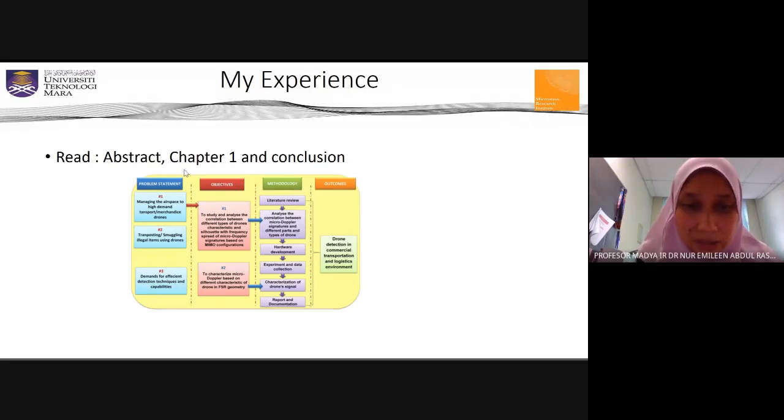So kalau kat sini, mula saya akan buat benda ni, and then bila saya baca thesis tu, saya akan tengok betul tak pemahaman saya waktu yang pertama tadi. So sebab abstract chapter 1 conclusion ni adalah overview of everything, of the whole thesis, especially chapter 1 overview, and conclusion adalah dia conclude everything pasal thesis tu.